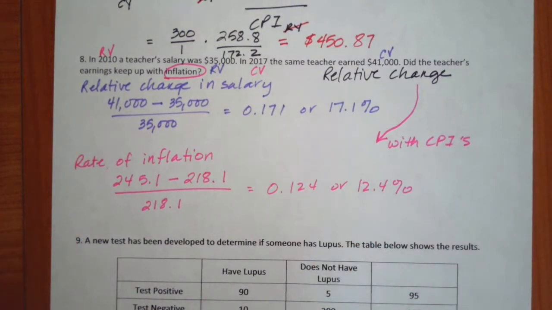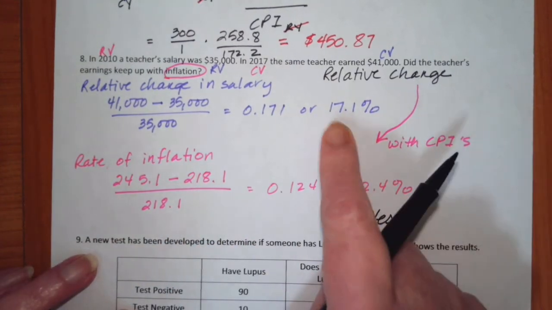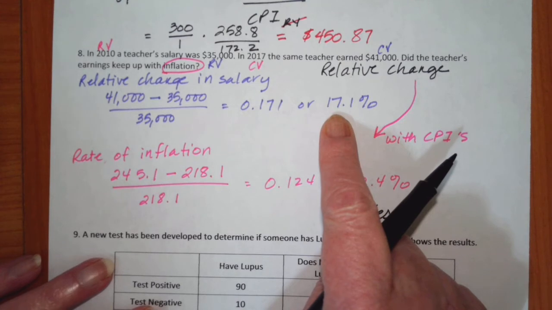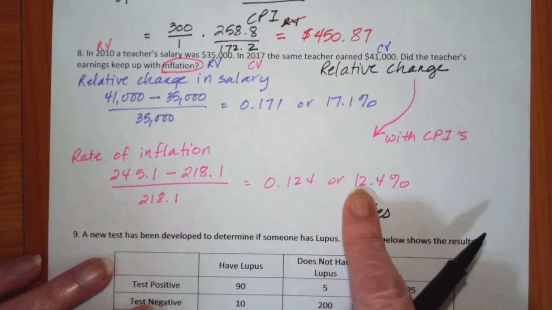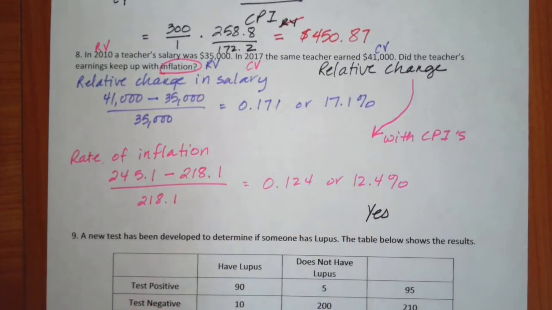So the answer to the question, did the teacher's earnings keep up with inflation? Yes. Salaries went up 17.1%. The rate of inflation went up 12.4%. So they are still ahead of the rate of inflation.